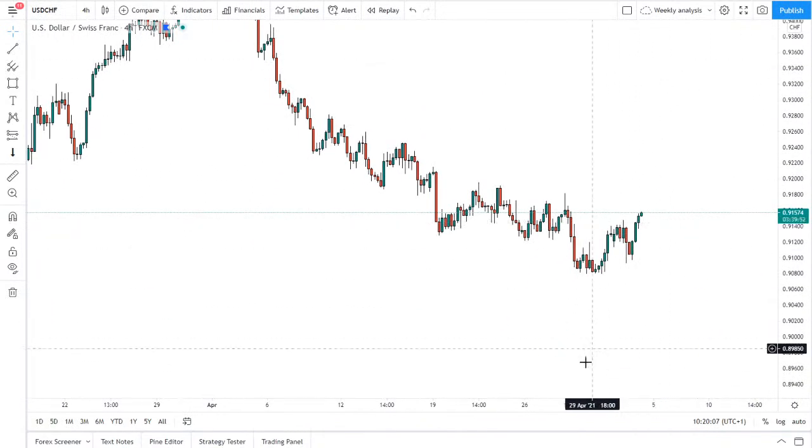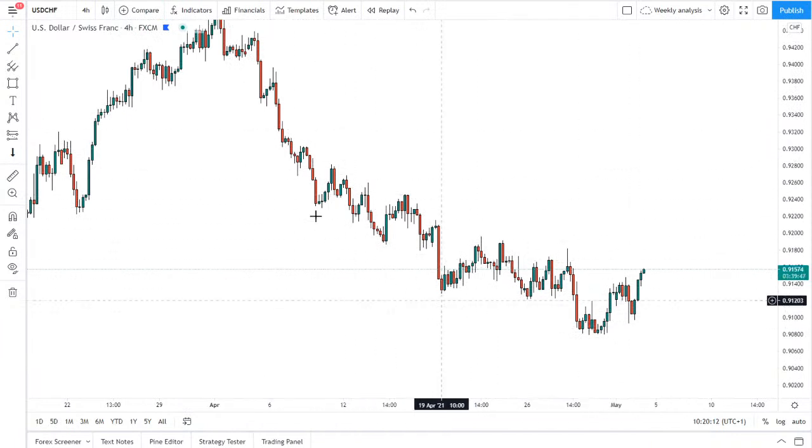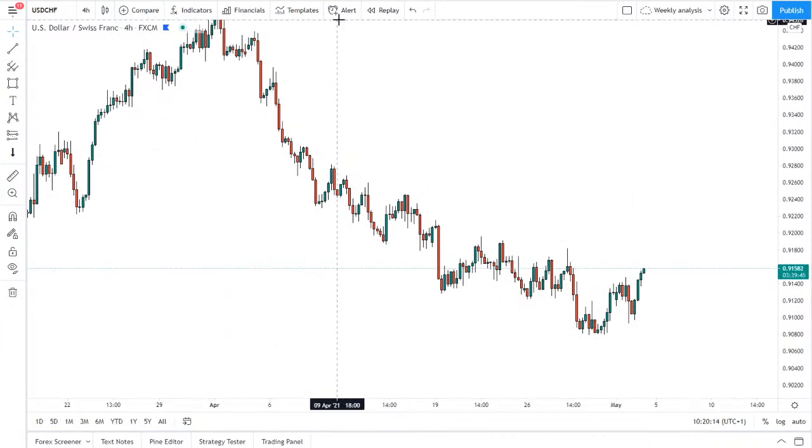USD CAD might be seeing this pair push to the upside. You can see here on the 4H we are losing steam to the downside. Price is still making lower lows, lower highs, lower lows, lower highs. However, we are losing that steam.